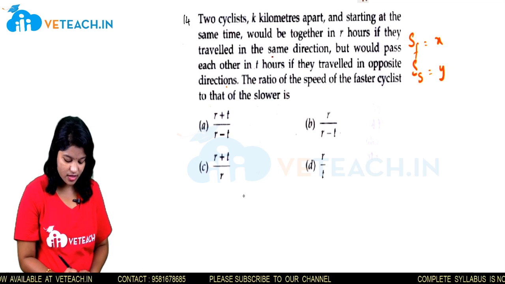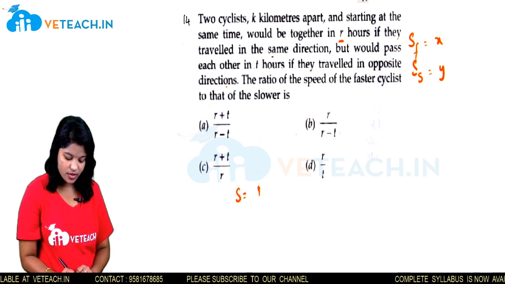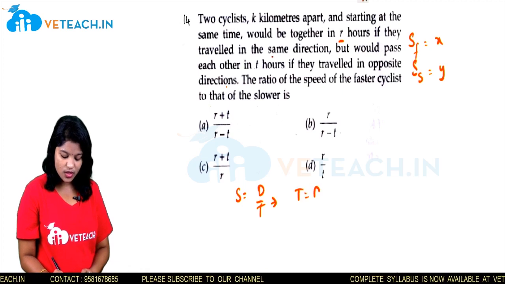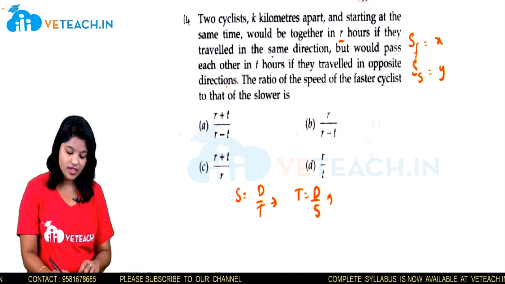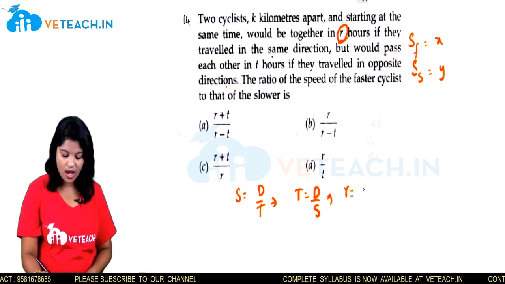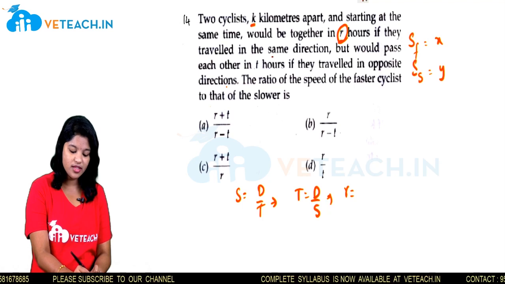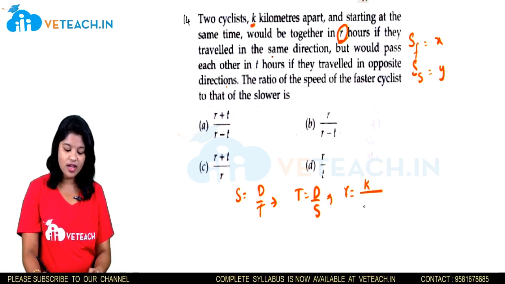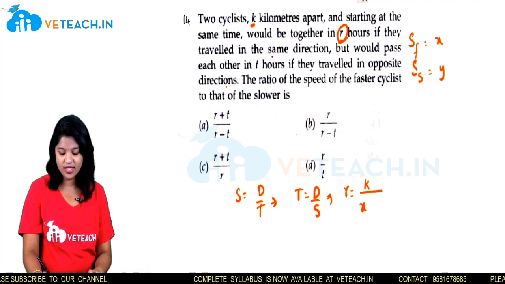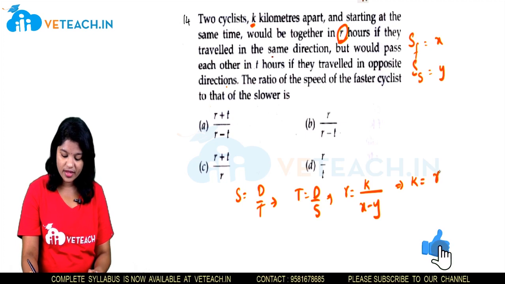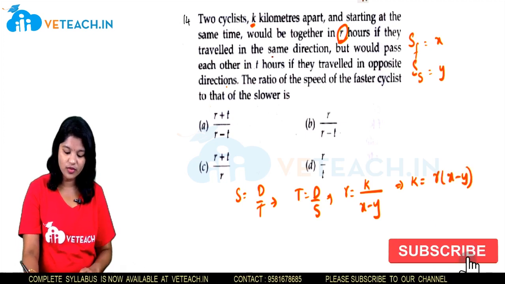So speed is equal to distance by time, so time is equal to distance by speed. Here they have given they have traveled r hours, so time is equal to r. Distance is nothing but they are k meters apart. So the distance covered is k by speed when they are traveling in the same direction, that is x minus y. So k is equal to r into x minus y.